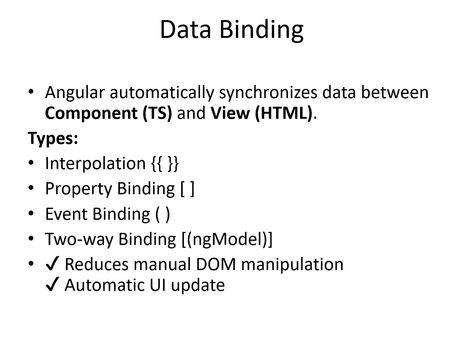Another important feature of Angular is that it automatically synchronizes data between the component and the view. There are several types of data binding: interpolation, property binding, event binding, and two-way binding, simply called ngModel. These bindings help reduce manual DOM manipulation as well as provide automatic user interface updates.